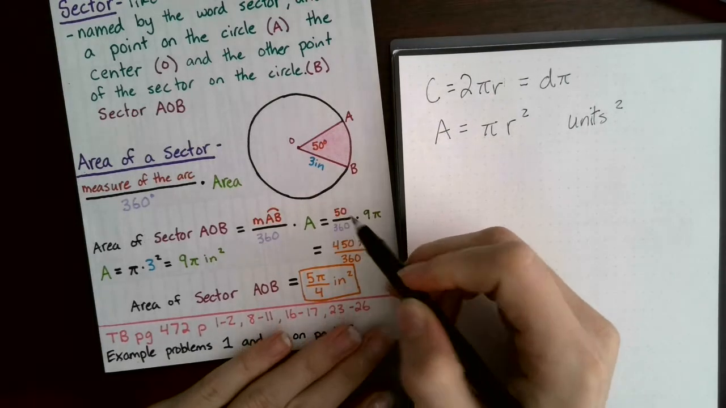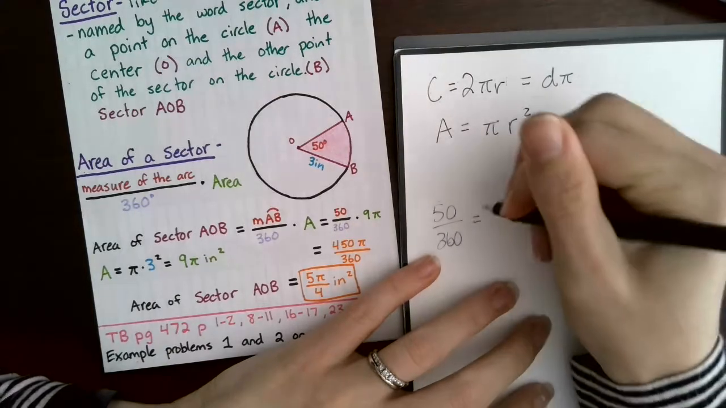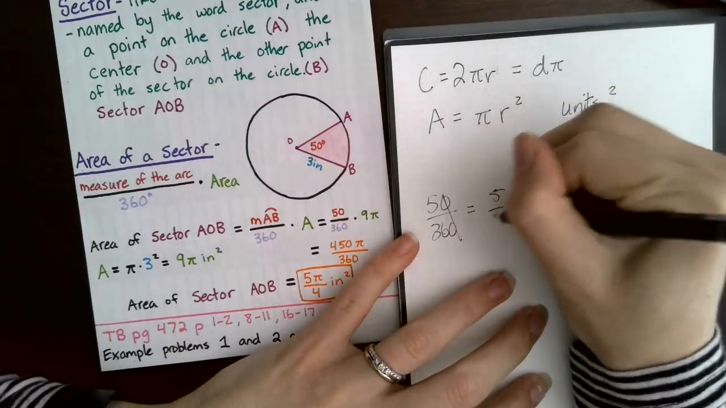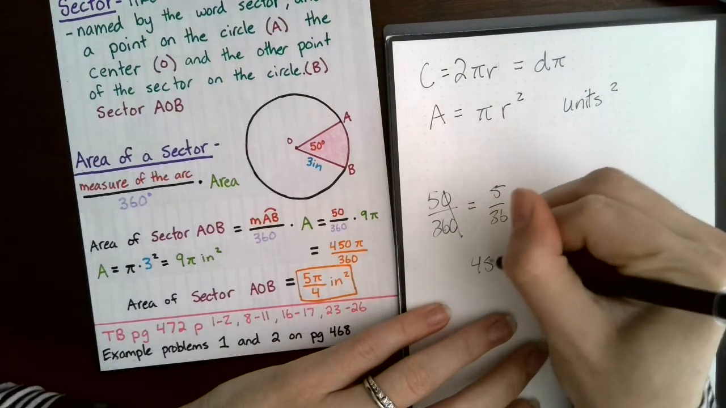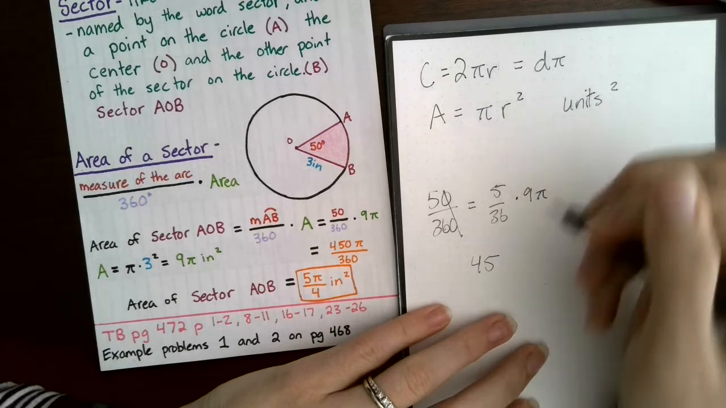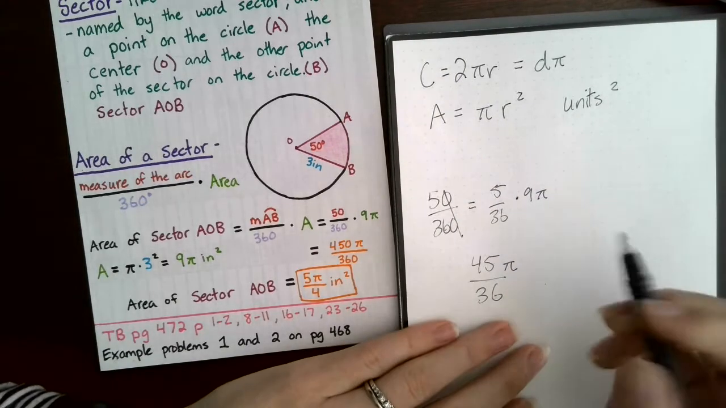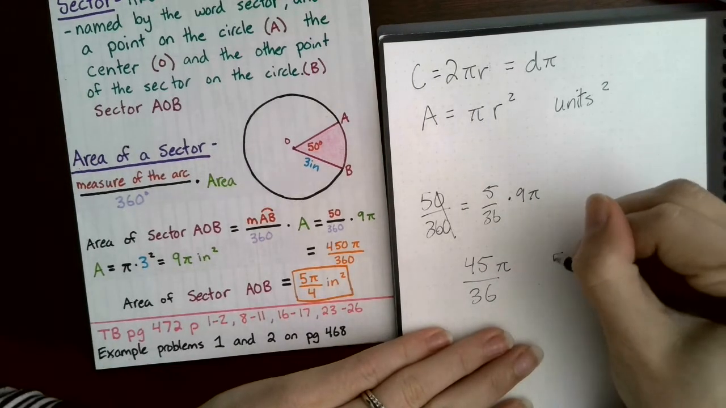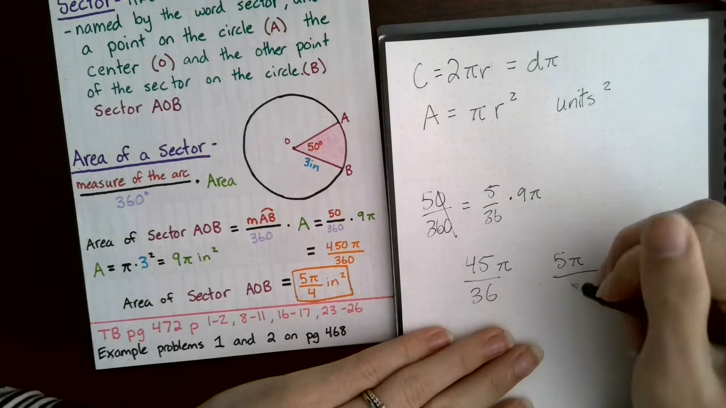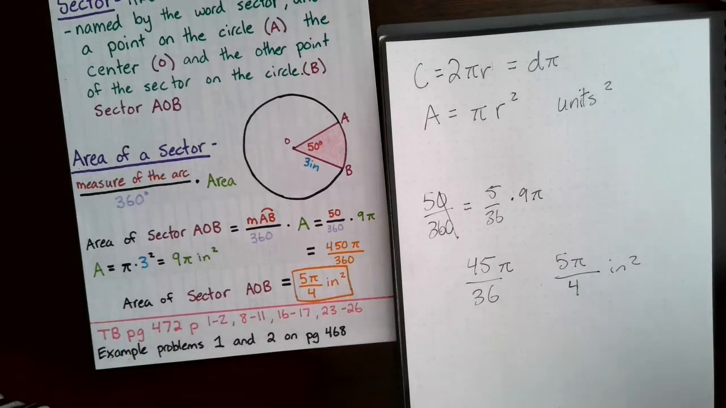I can either multiply this first, or what I really like to do, I like to reduce 50 over 60 to, zeros cancel out, 5 over 36. So then I'll have 5 times 9, which is 45. That's times 9 pi, over 36. 45 pi over 36. We can reduce that, divide the top by 9, divide the bottom by 9. And we get 5 pi over 4 inches squared. So that's what the area of sector AOB is.